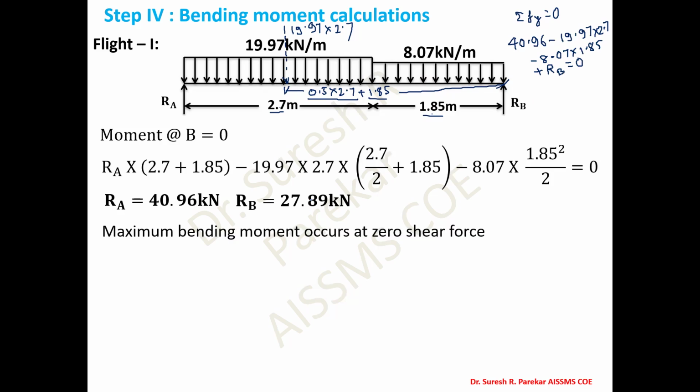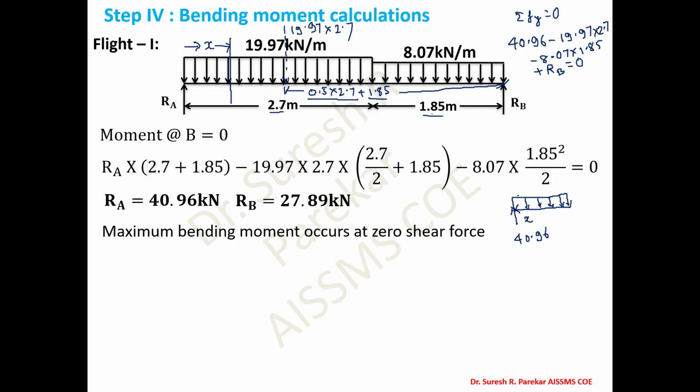Maximum bending moment will occur at zero shear force. So now let us consider my zero shear force is somewhere at a distance x, and I will consider only this portion. So what I will get over here? We have this portion, we have this force 40.96, and then with this UDL, that is 19.97.